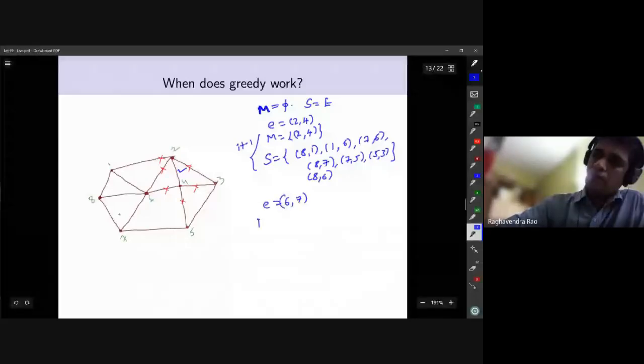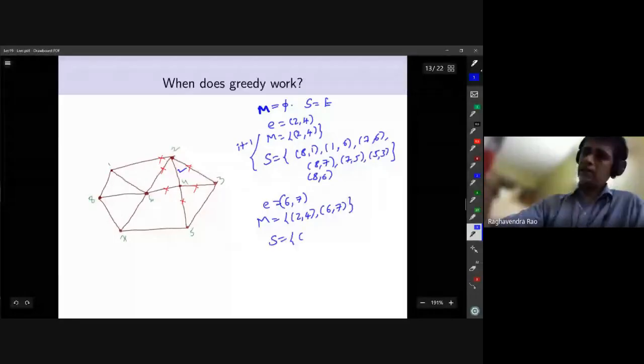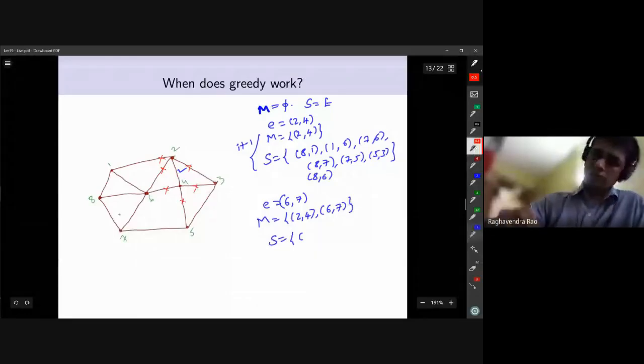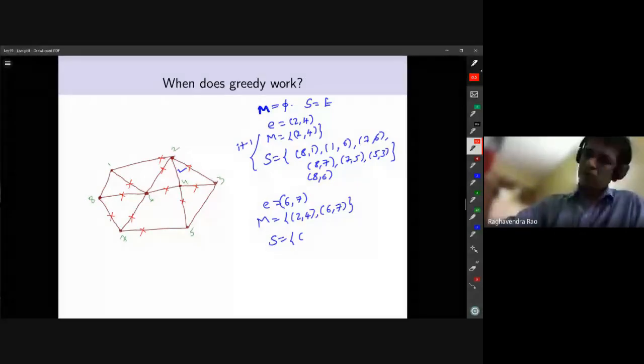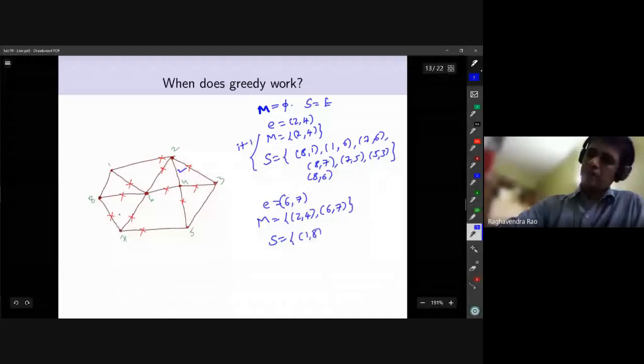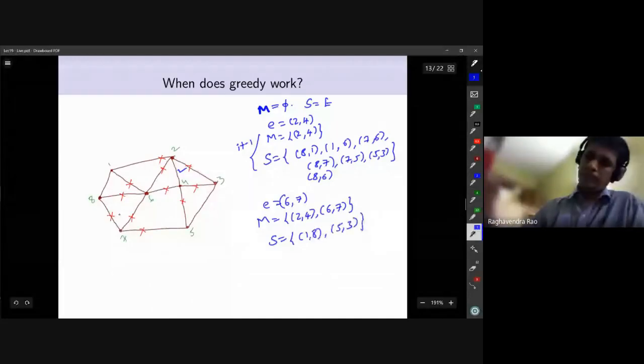M is 2, 4, 6, 7. So what is S now? Quickly. So 6, 7. So let's mark it. So 6, all these edges are gone. 7, all these edges are gone. Okay. So now what are the edges? 1, 8, 5, 3. Is that right? So this is iteration 2.